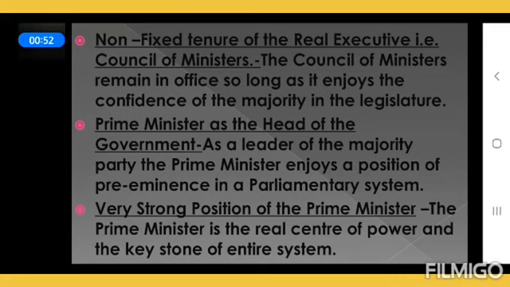So the normal term of the executive is how many years? It is 5 years. Before the completion of the term also, they can be removed if the vote of no confidence is passed against the government. Then the government has to resign. That is why they don't have any fixed term. It can be removed from office at any time by the legislature. The ministry remains in office only so long as it enjoys the confidence of the people as expressed through their legislature. Hence the tenure is not fixed.